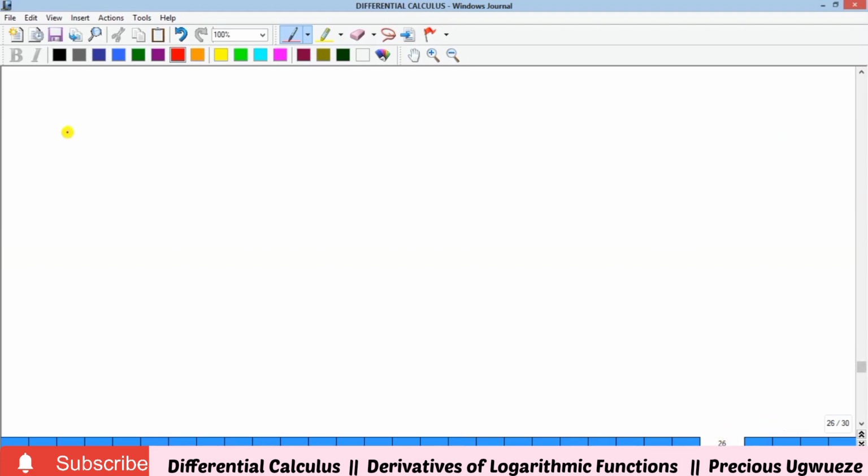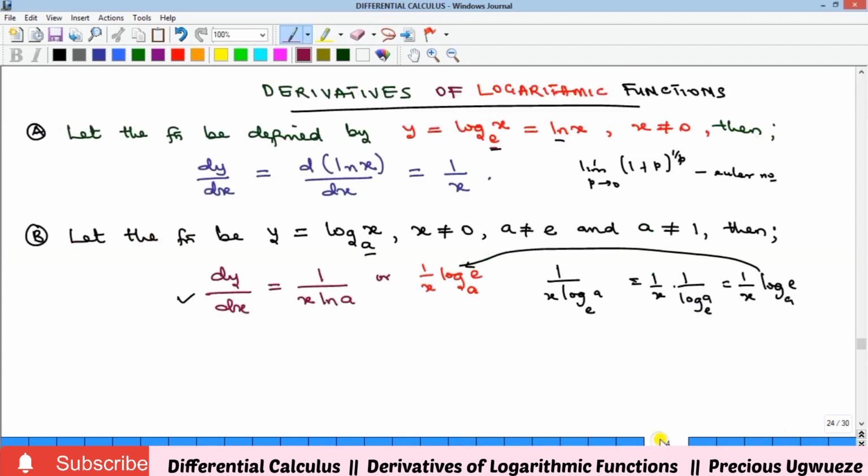Example 3 says that our y is equal to the log of 3 plus x raised to power 4, base 10. Okay, so here this is a function of a function. Now in this case, our base is not e, our base is a normal number, which is what we represented with a here.